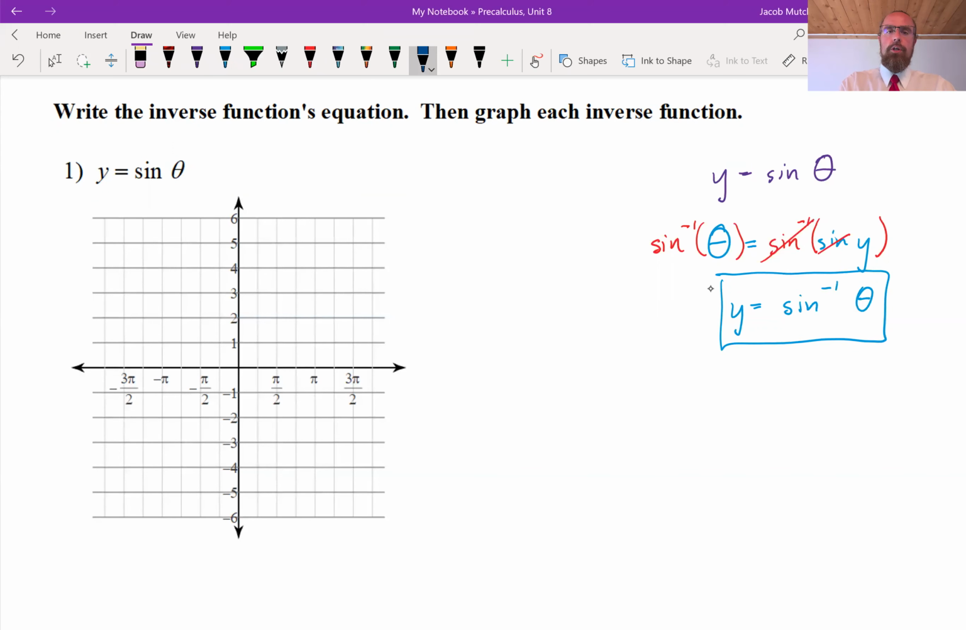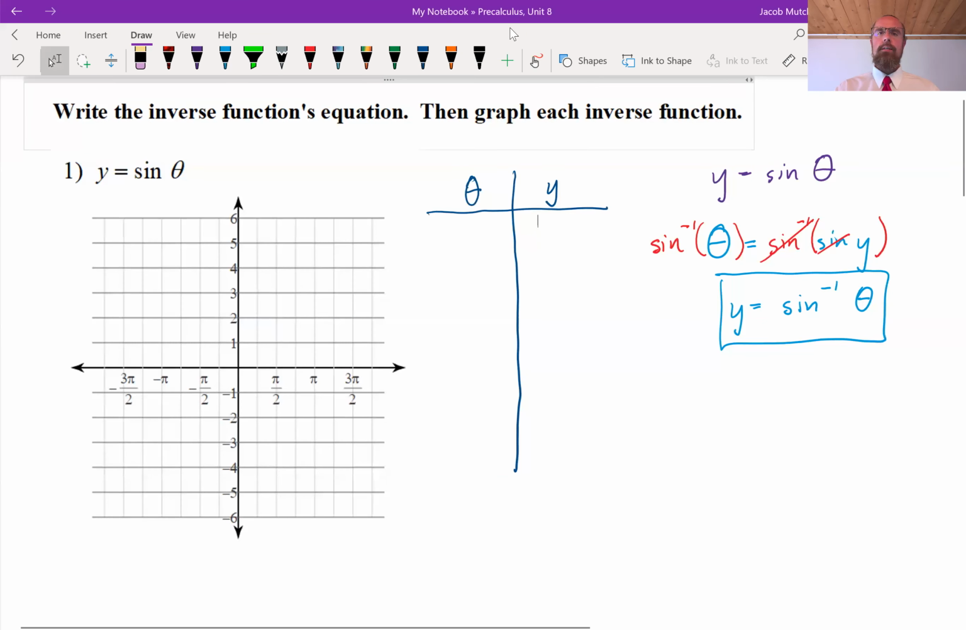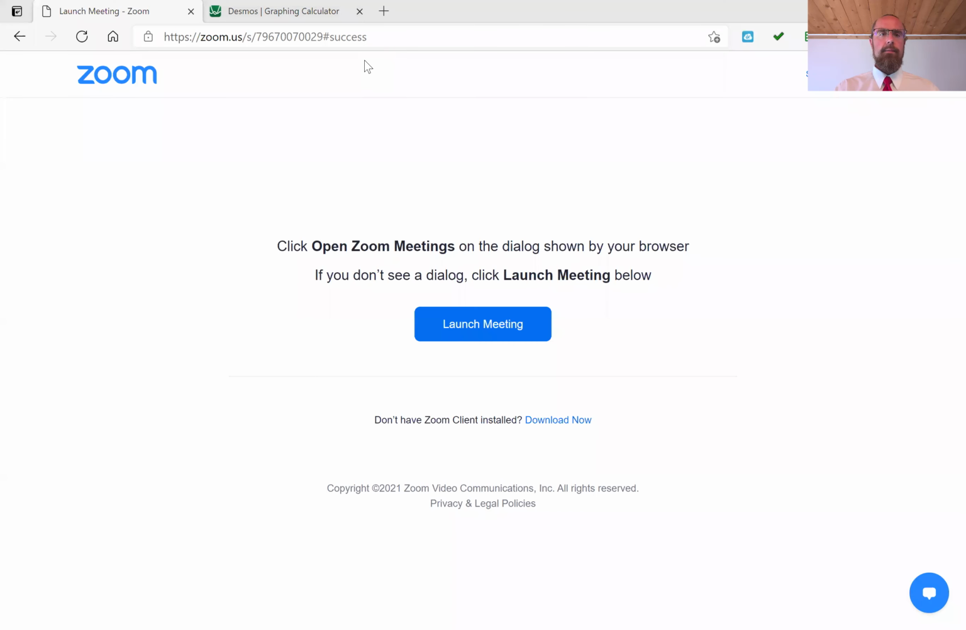Now, the second half of that is to graph the inverse function. So I'm going to start off by creating a table, and we'll just assign our 2 variables, theta, which is my independent variable, and y, which is my dependent variable. For this task, I want to lean on the graphing calculator. So I'm going to take the function we just wrote, and I'm going to switch over to Desmos. And let's go to the graphing calculator and find a table.